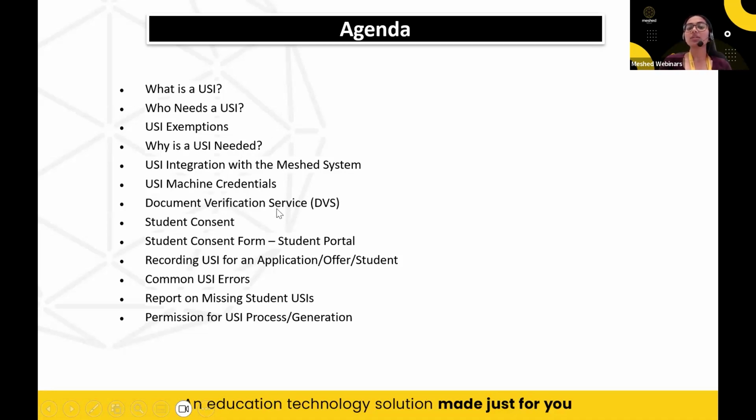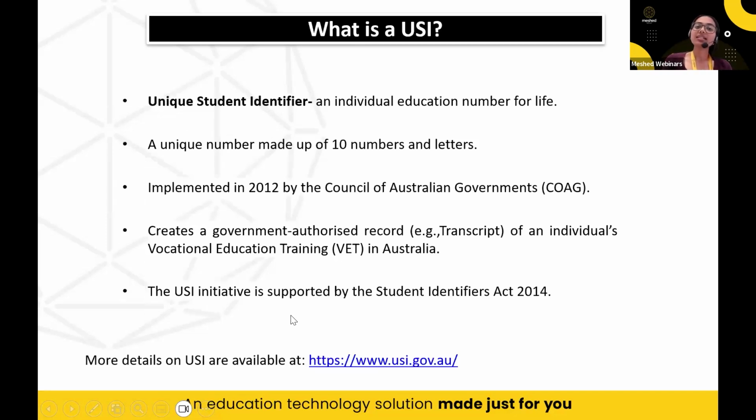For example, the document verification service, student consent, and how the student consent form can be used on the student portal. Recording USIs for application offers students. Some of the common USI errors that we have seen across different providers, a report that you can run in the system on missing student USIs, and the permission that you can grant to your staff for USI processes and generation. So, making a start, let's try and understand what a USI is.